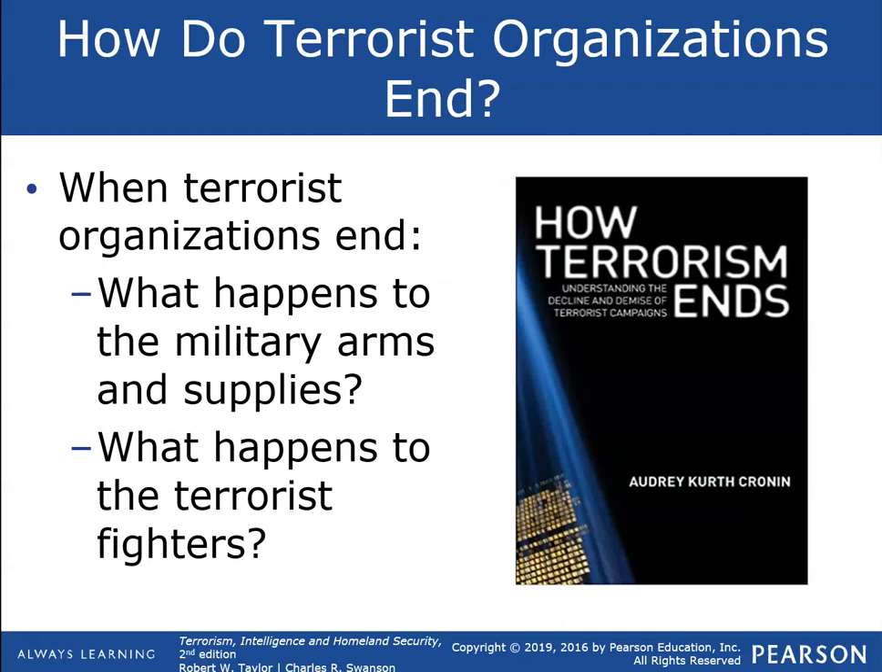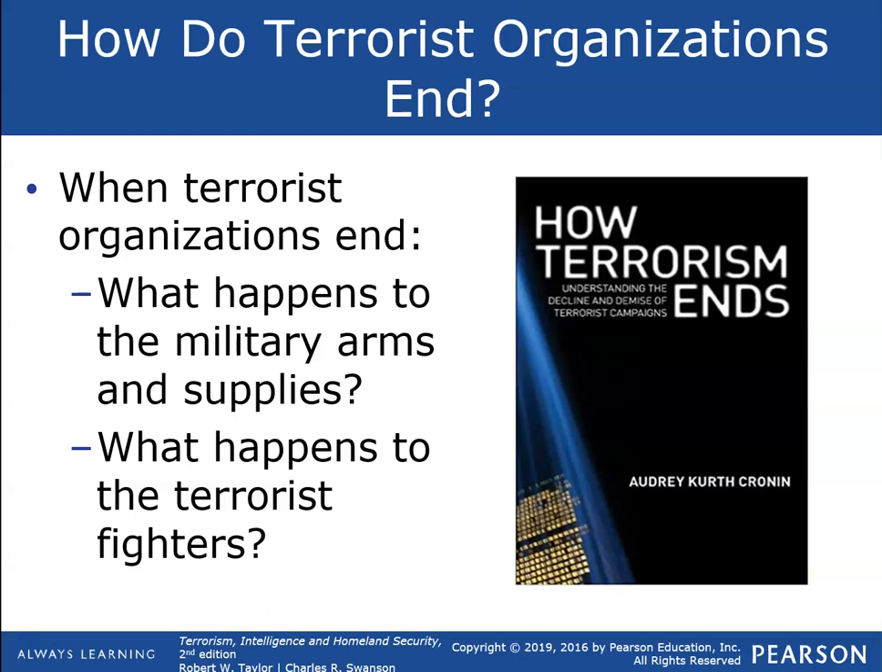So again, what happens to the military arms and supplies when these groups go away? What happens to the terrorist fighters? Those are two important questions when you talk about how terrorist organizations end. Well, if the terrorists win, there really is no issue. But if defeated by force or the group's aims are achieved, how much certainty can there be that all the arms have been collected or otherwise accounted for?